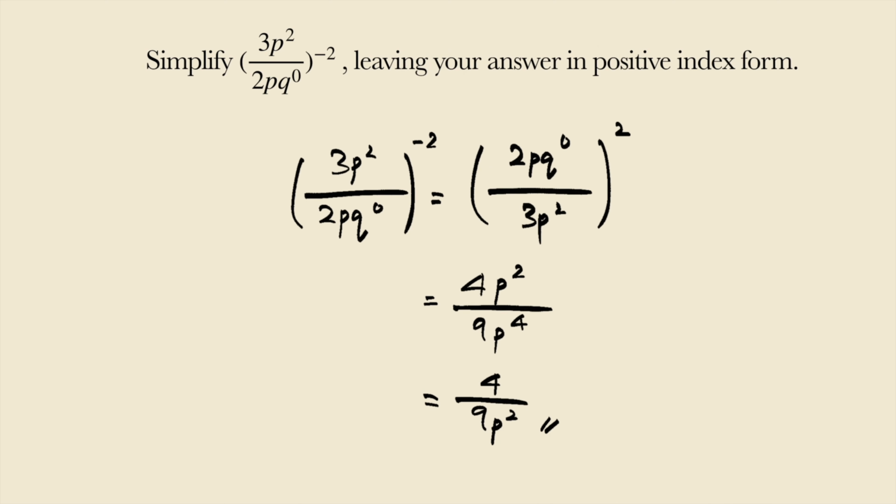So the first thing I'll do is to flip. So this goes up, this comes down. Notice I'm not handling the power 0 yet. I'm just doing the flipping. Now I can turn this to power 0 into 1.